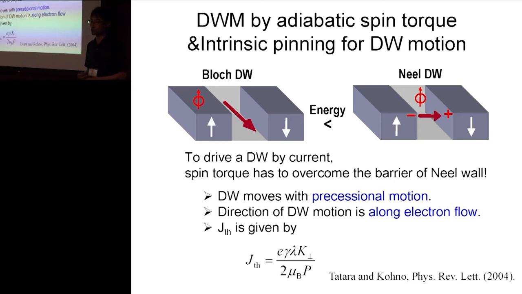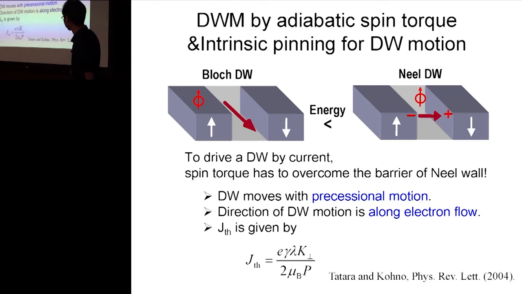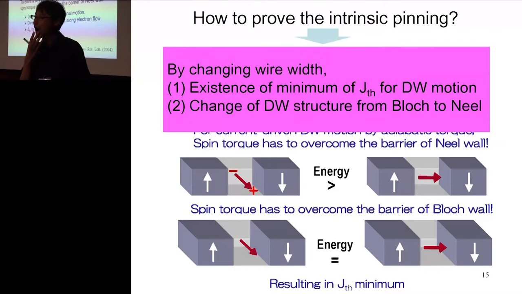So the answer is very simple. Because the threshold is related to the energy difference, this energy difference, K bar, determines the threshold density. So, how can we prove this is true? We did a very simple experiment.